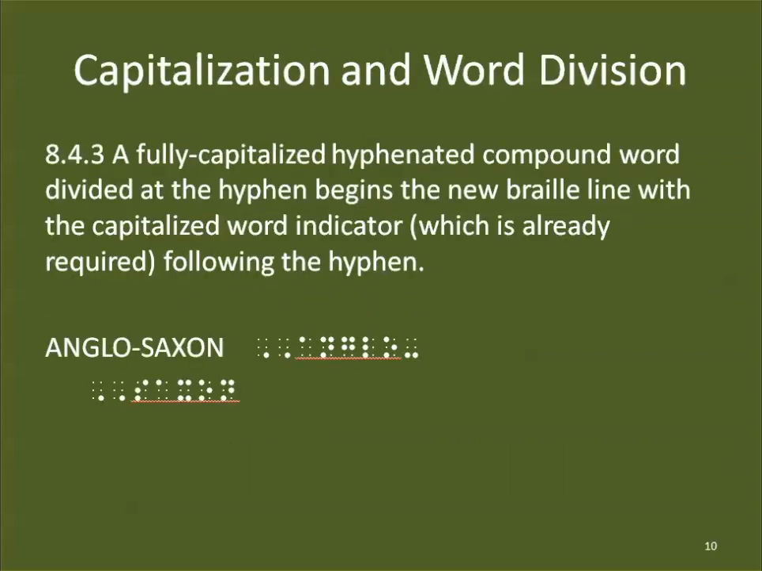If we have to divide something at the end of a Braille line, then a fully capitalized hyphenated compound word divided at the hyphen begins the new Braille line with the capitalized word indicator, which is already required because it's after a hyphen. So really there's nothing different about breaking a fully capitalized hyphenated compound word. It's just that we already had to use the capital word mode indicator in front of Anglo and Saxon because of that hyphen. So nothing there has changed.